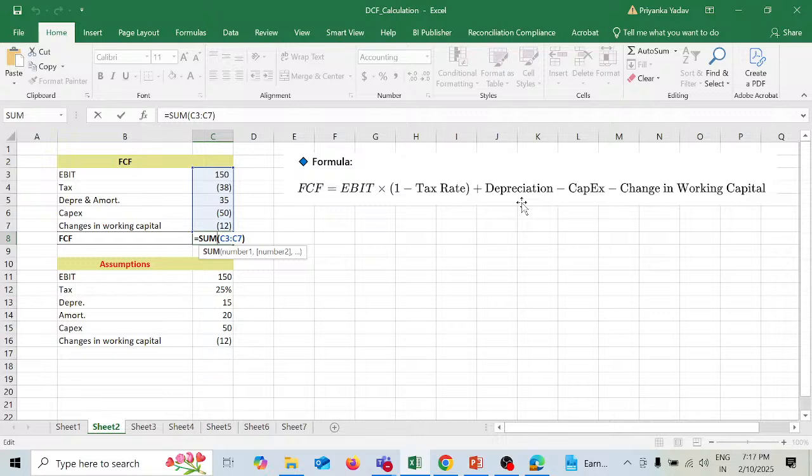Talking about capex, these are real cash outflows which are needed to maintain or grow the business. If a company earns 10 lakh in net income, but it spends 3 lakh on new equipment, only 7 lakh will remain as usable cash. Now, since capex is an actual cash expense, we subtract it from FCF.